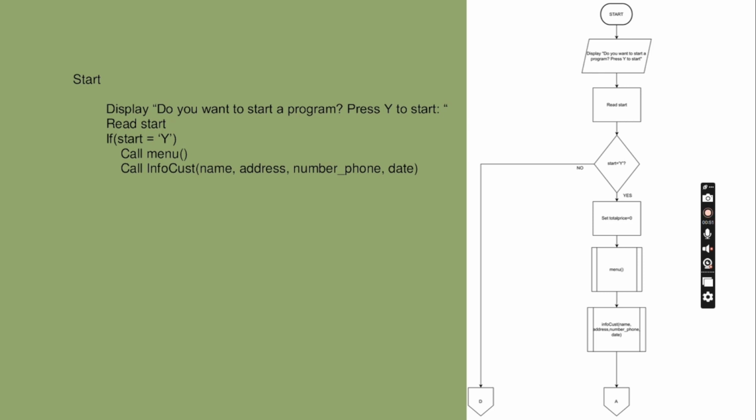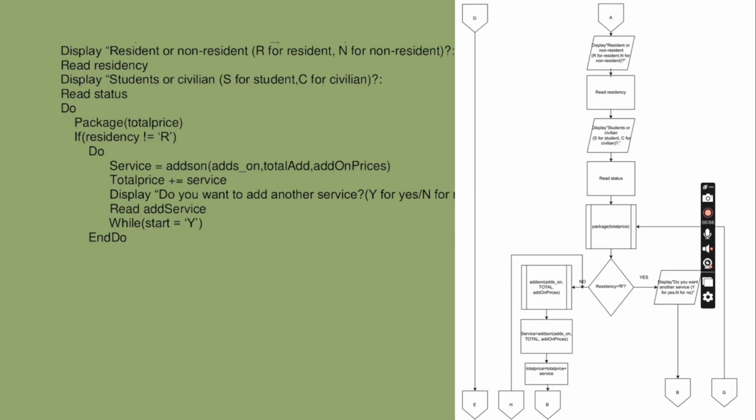Then the info for customer name, address, phone number, and date will also be executed. Then it will prompt the user to input if the user is resident or non-resident. Then it will prompt the user to input if the user is student or civilian. Then the package total price function will execute. Then if the statement for resident is R and it's true, it will prompt the user to add another service. So if the user wants another service, the user will input Y.